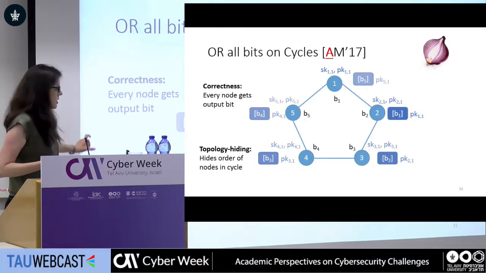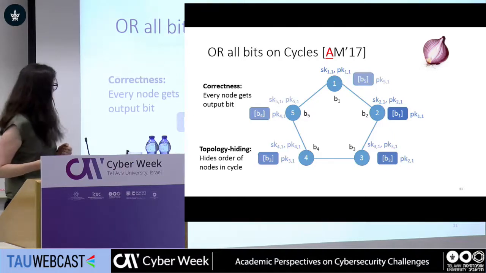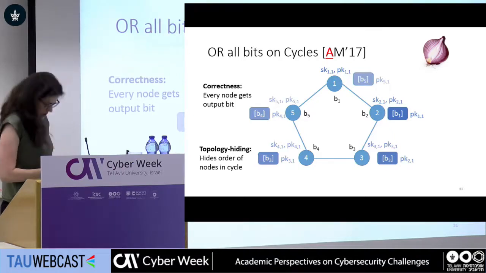What do we hide here? We hide the order of the nodes on the cycle. We know it is a cycle, but we hide the order.